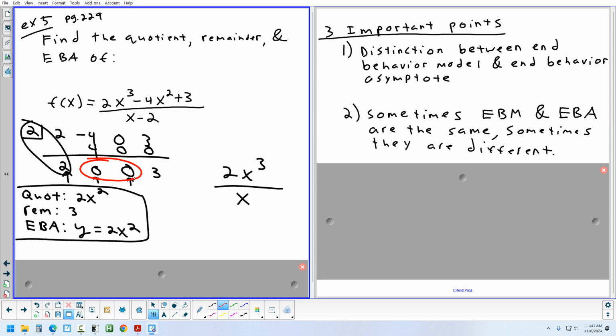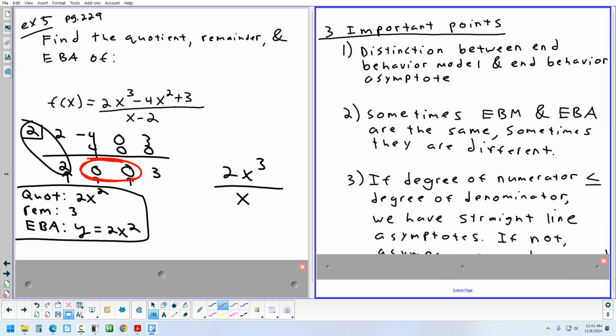You'd have to get everything to be zeros except the first term. The first term wouldn't be a zero. So usually the EBM and the EBA are different, but if everything lines up just right and you get all zeros, they could come out the same.